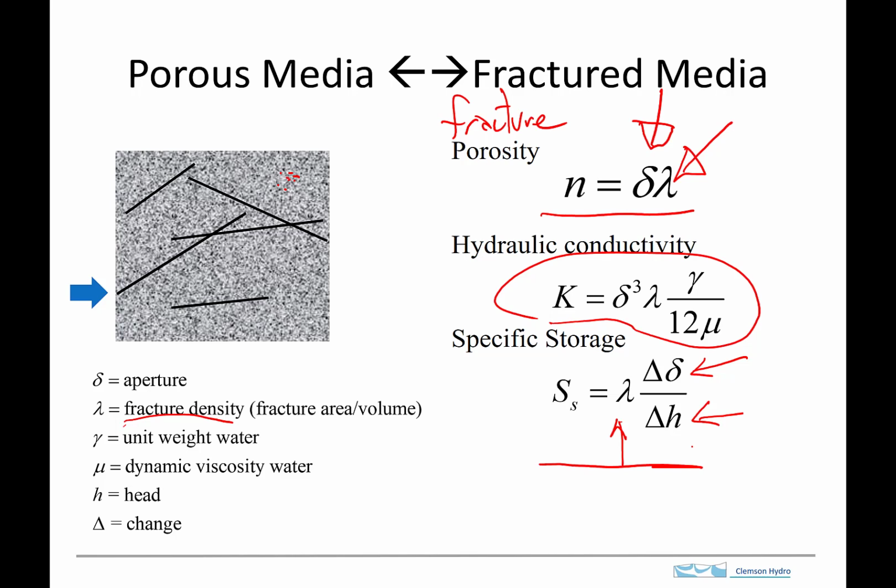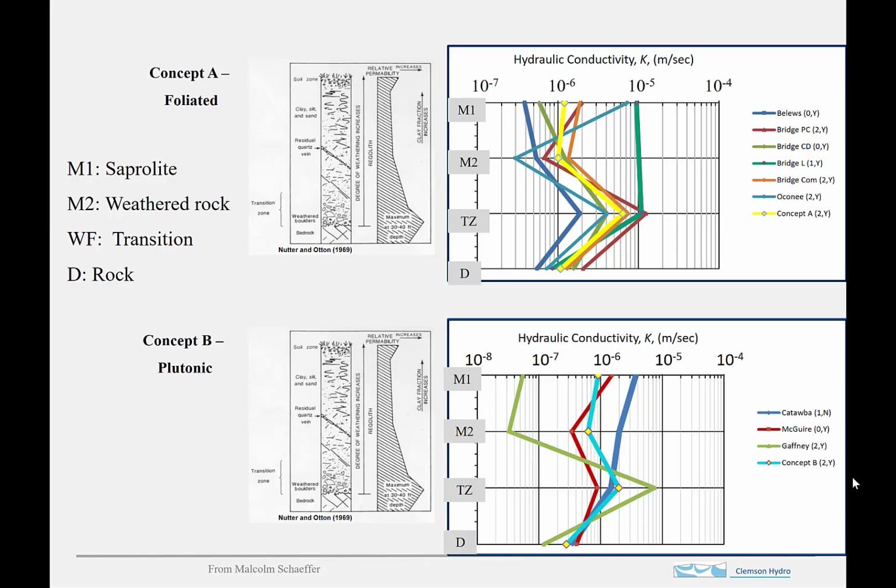Okay, so this is important because these are all the properties that we need to know to characterize the flow of water through an effective porous media that represents a fractured media. So we can use those principles of characterizing fractured rock as an equivalent porous media and apply them to the results that were developed by Malcolm Schaeffer when he studied these various different power plants in the Piedmont.